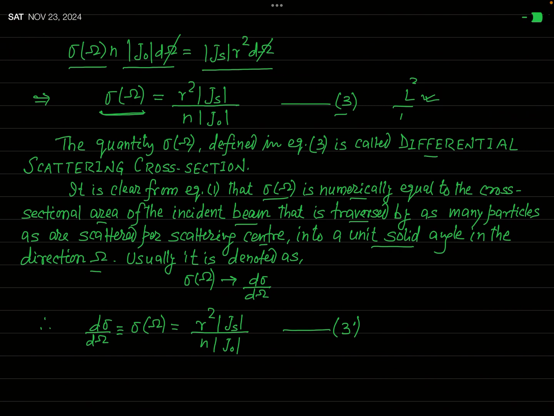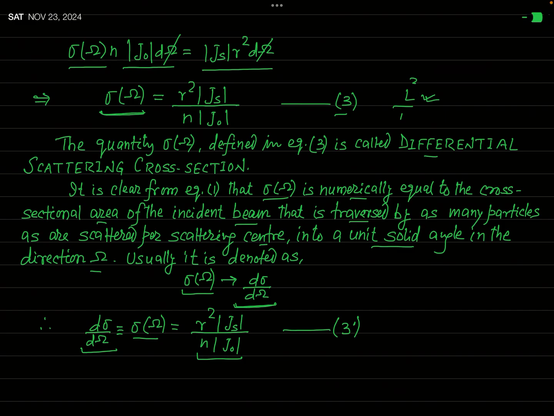Actually, in general, this sigma of omega, which is called the differential scattering cross section, is denoted by the symbol d sigma by d omega for convenience. So in our forthcoming lectures, when we talk about the differential scattering cross section, we will prefer to write the symbol d sigma by d omega for it. From equation 3, you can say that this sigma of omega is just equivalent to d sigma by d omega, and that is equal to this much, which I have mentioned in equation 3.